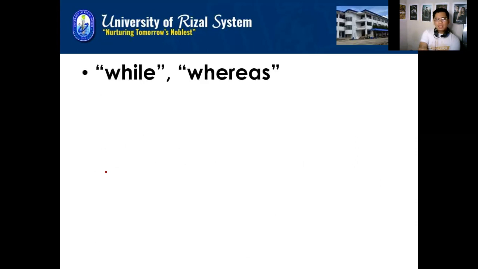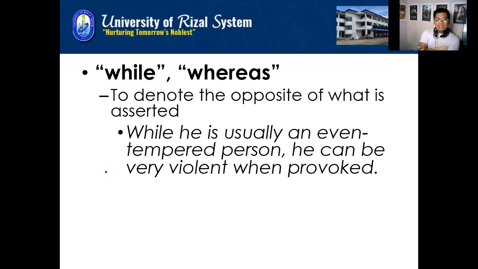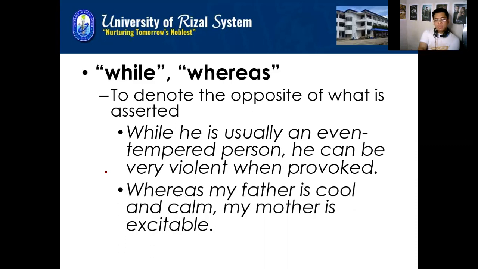Okay? So while and whereas. To denote the opposite of what is asserted. So while he is usually an even-tempered person, he can be very violent when provoked. Whereas my father is cool and calm, my mother is excitable.